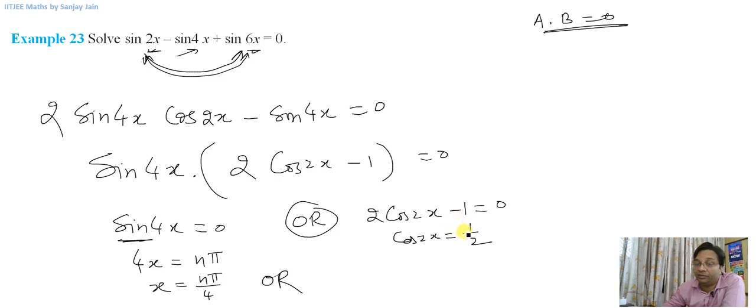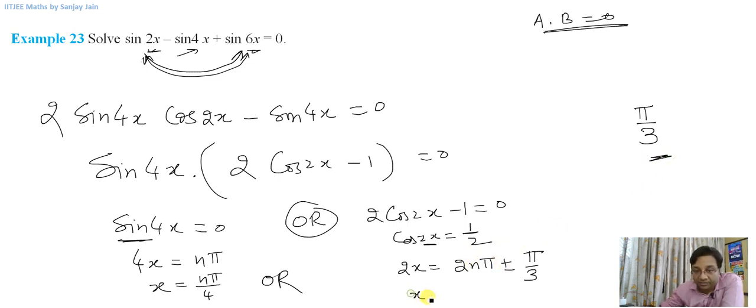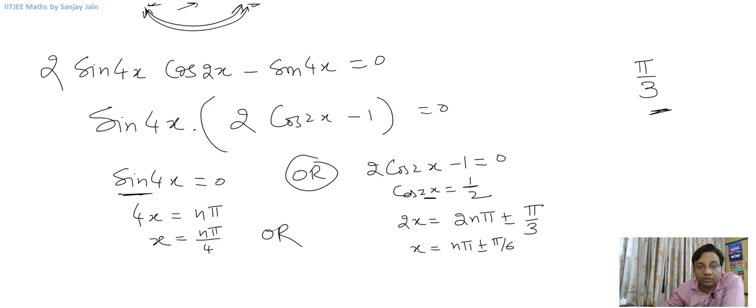Cos 2x equal to 1 by 2, and in the first quadrant if you see, 1 by 2 I obtain at pi by 3, right? So cos pi by 3 gives me 1 by 2, so 2x will be equal to 2n pi plus minus pi by 3. This is how I write the angle. This angle equal to 2n pi plus minus alpha, that is pi by 3 in this case. Now x will be equal to, because I'll divide both sides by 2, n pi plus minus pi by 6, right? So this is the solution. Either x is equal to this or x is equal to this.